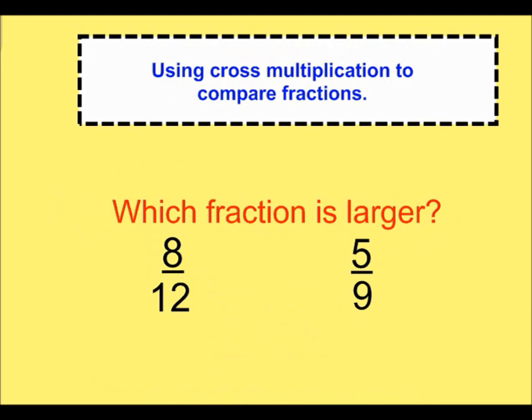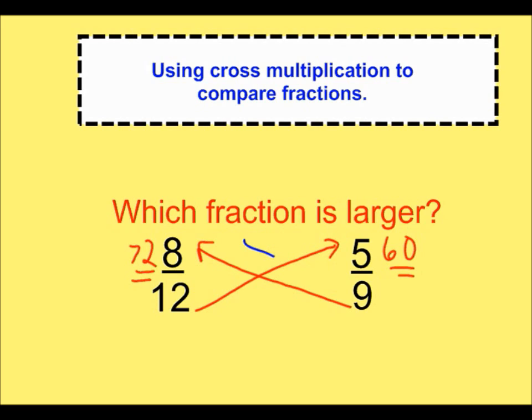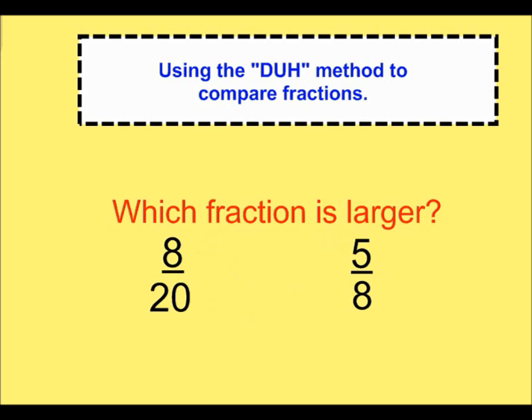Now an easier method will do the same problem. You can use cross multiplication. The way this works is we're going to take the denominator here, 12, and cross multiply with 5. So 12 times 5 gives you 60. We're going to multiply 9 times 8, that gives you 72. 72 is larger than 60, therefore 8/12 is larger than 5/9. So that's probably the easiest method.